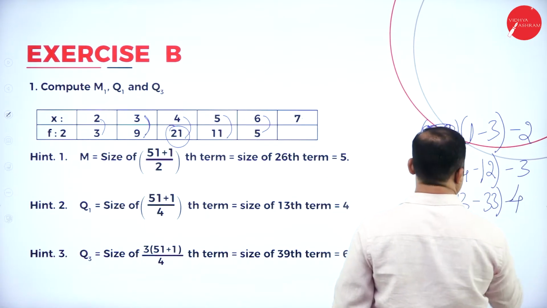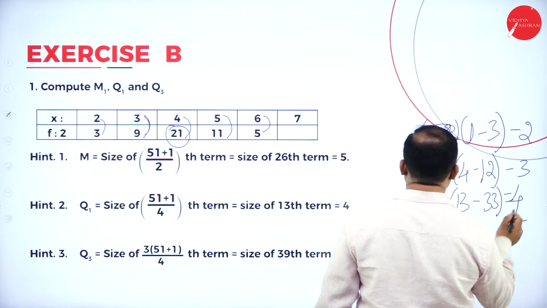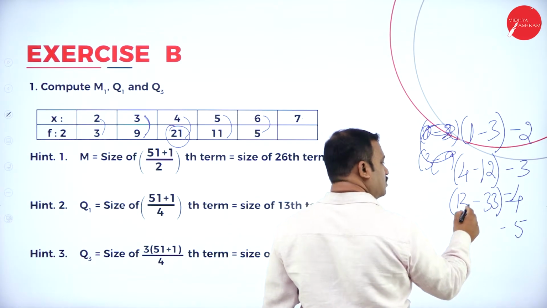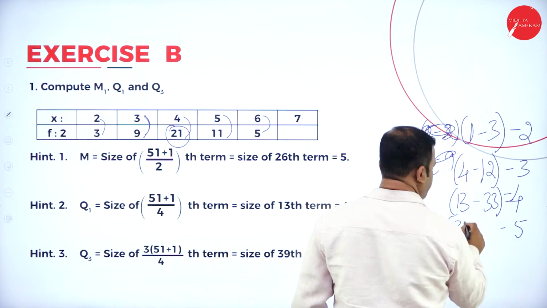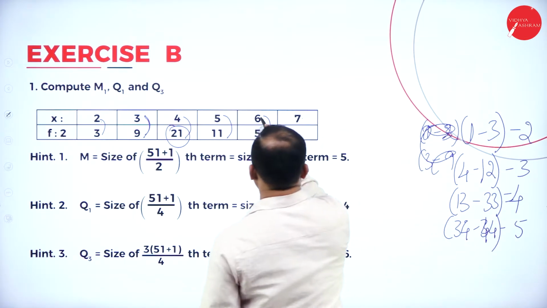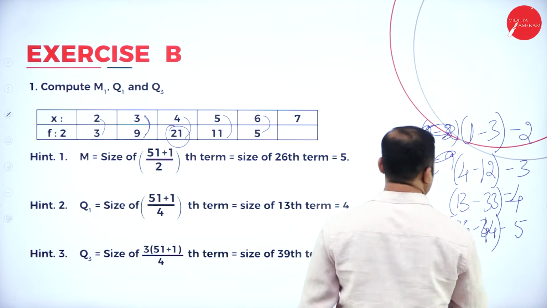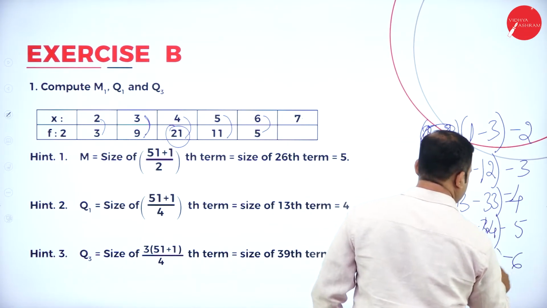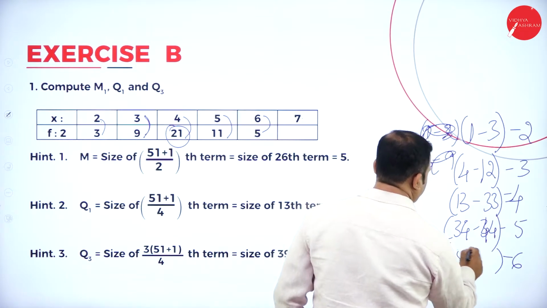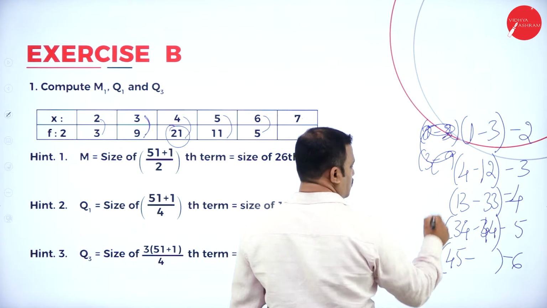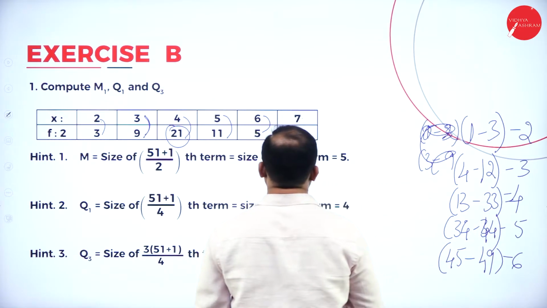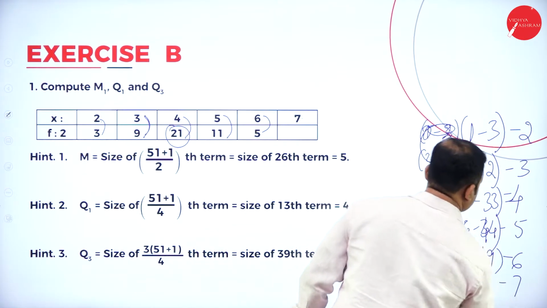That is 4 is repeating. Then 5 is repeating for how many times? 11 times. 34 to 44. Then 6 is repeating for how many times? 5 times. So we have 45 to 49. Then we are left with 7.